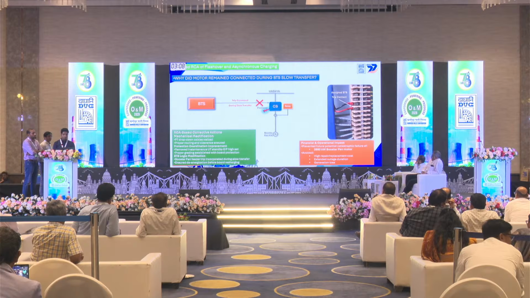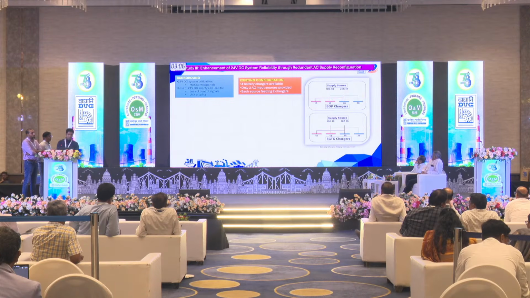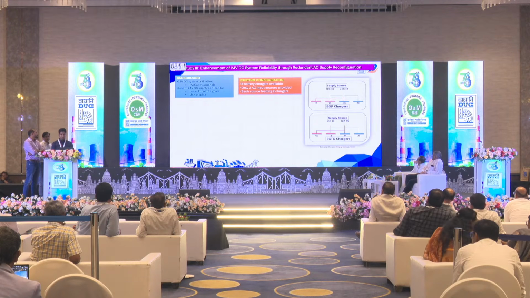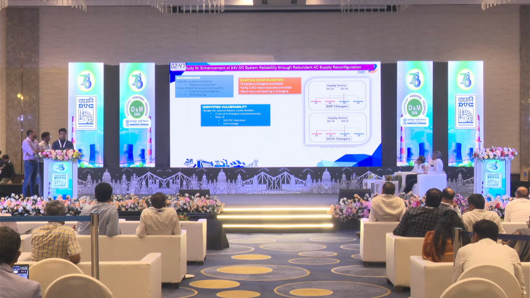large HT motors. Now coming to the third case study, we all know the 24-volt DC system is the heart of the Max DNA system. And any loss or disturbance might lead to unit tripping also. But in the existing configuration from inception, there were 4 battery chargers for BOP and 4 for SGTG, but only 2 AC sources were available, and each source fed 2 chargers. So if there is a failure of one AC source, that could lead to outage of 2 chargers.